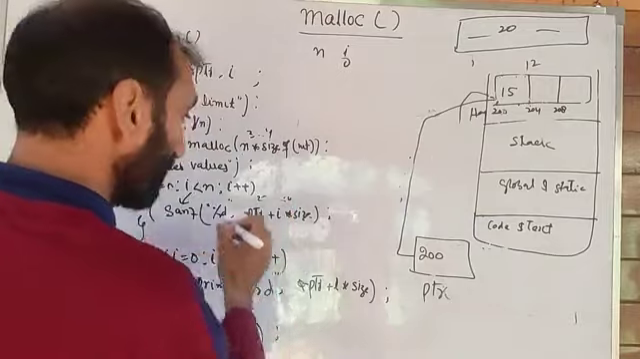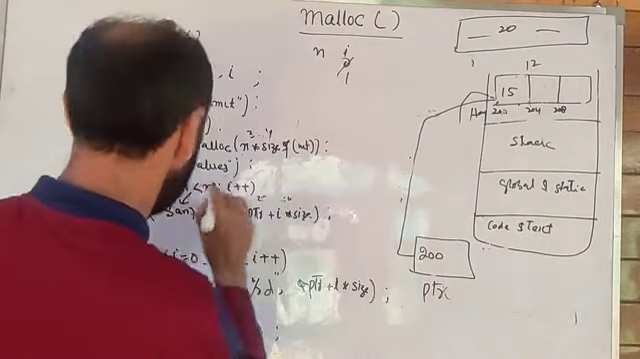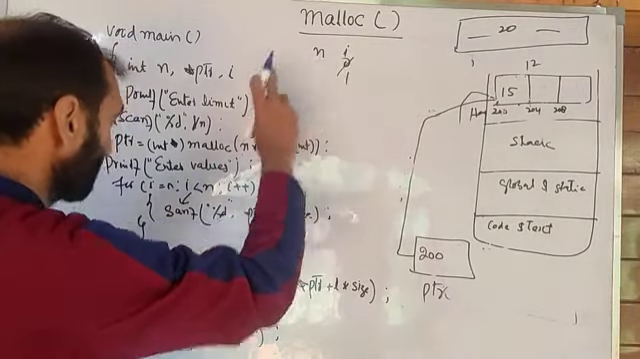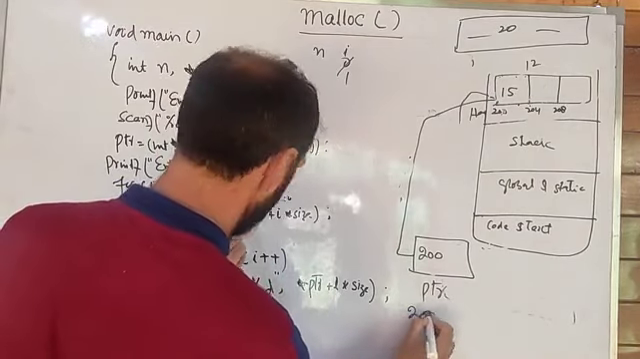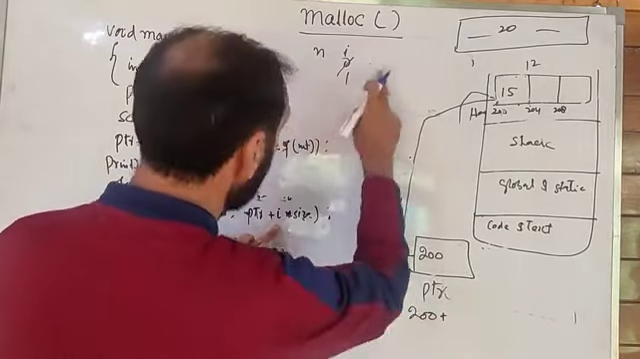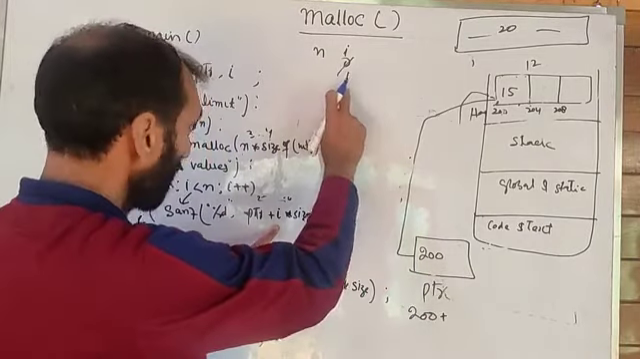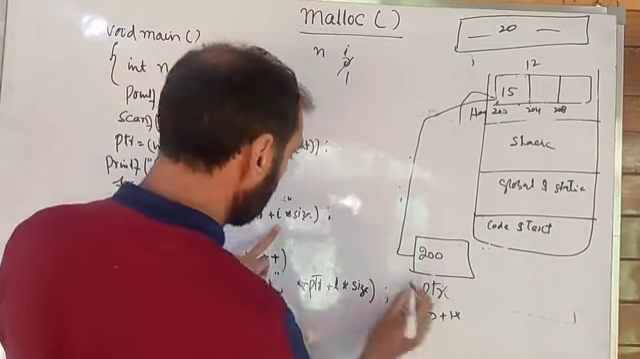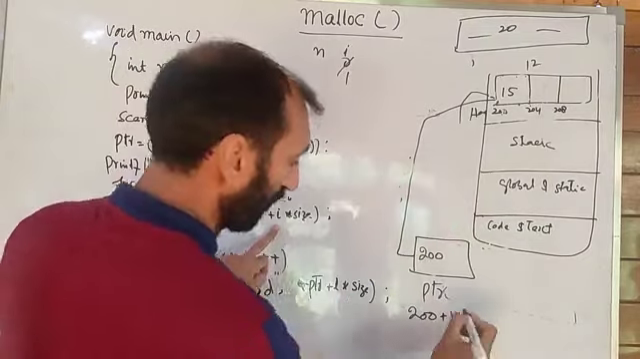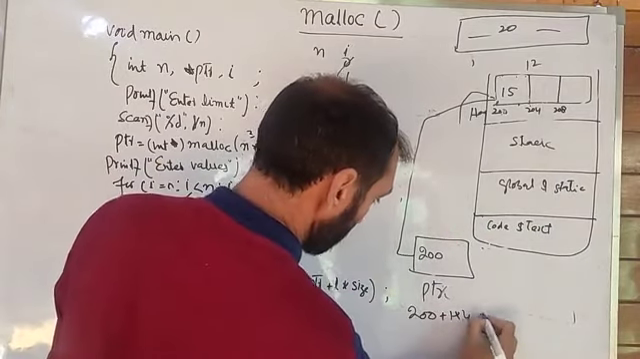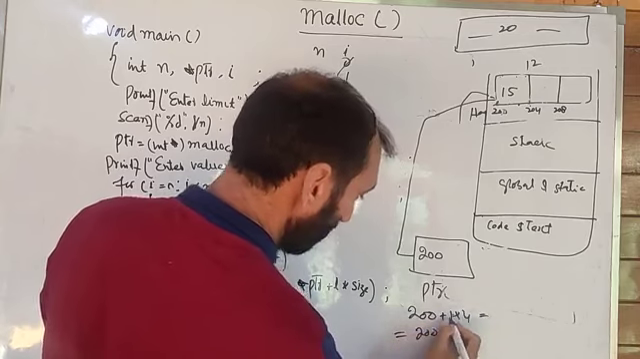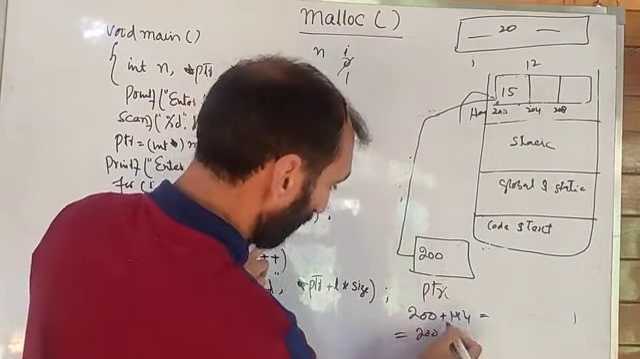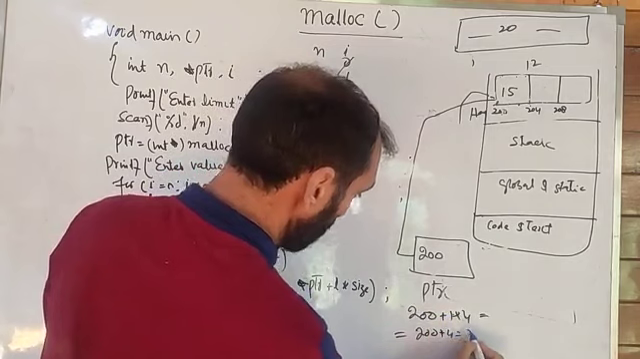And i plus plus, i will become 1. i less than n, yes, 1 is less than n. The condition is true. Second argument: ptr is 200, plus i. What is i? At this moment, i is 1. And what is the size of int? Size of int is 4. That means 200 plus 4 into 1. 4 into 1 is 4. That's 204.